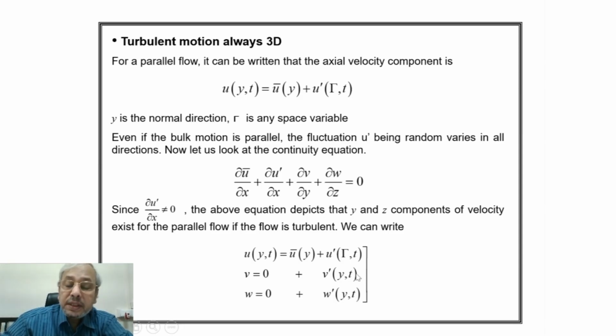And we'll see later, separately continuity equation has to be satisfied with fluctuating components. That means ∂u'/∂x plus ∂v'/∂y plus ∂w'/∂z equals 0. That is why for non-zero value of ∂u'/∂x, ∂v'/∂y and ∂w'/∂z will exist.